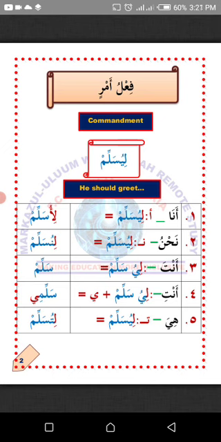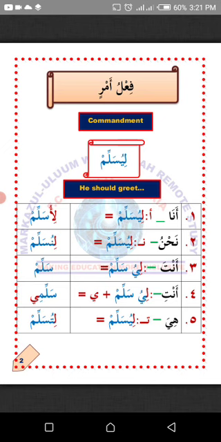Thalatha, number three. Anta, you. Talking to a single male person. So how do we change the verb liyusallim to suit anta? All you need to do is to detach lamun and ya'un. So the verb liyusallim will now become sallim. Sallim, which means greet.